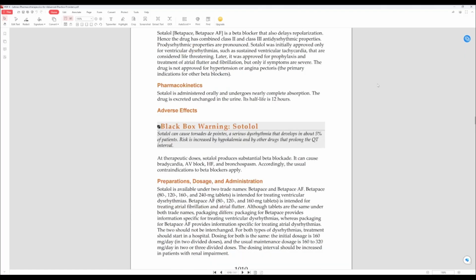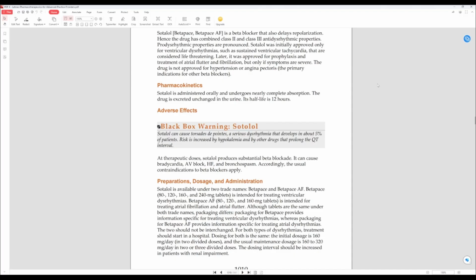It does come with a nice big black box warning. Sotalol can cause torsades de pointes, a serious dysrhythmia that develops in about 5% of patients. So that's 1 in 20. Risk is increased by hypokalemia and by other drugs that prolong the QT interval.